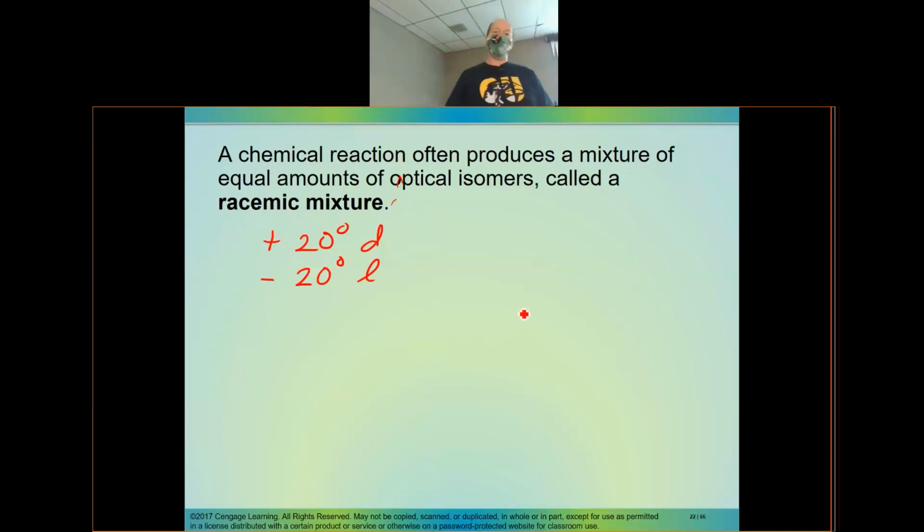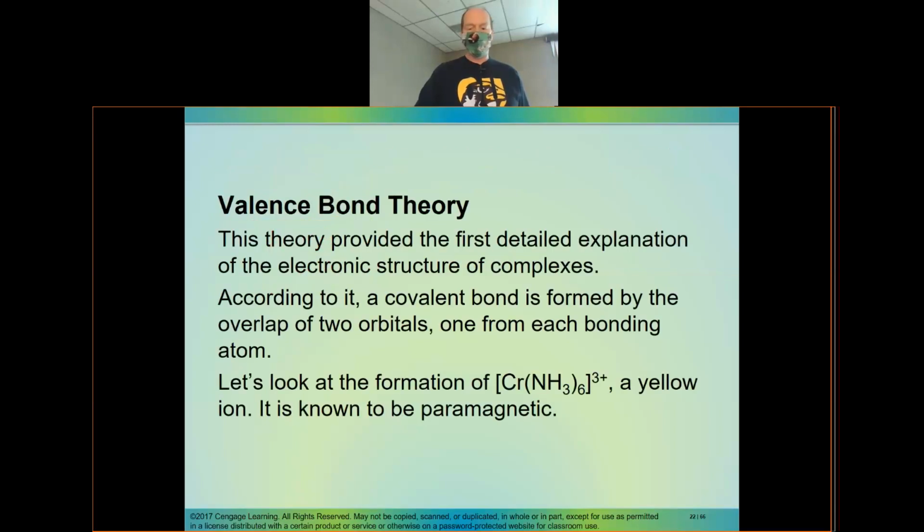If you have equal amounts, that is called a racemic mixture. And if you have equal amounts, then the plane of polarized light does not move. It is just zero. So it does not rotate the plane of polarized light. You have a plus 20, you have a minus 20, and it's at zero again. So a racemic mixture is equal amounts of both optical isomers, and you put that in the polarimeter, and it reads zero.